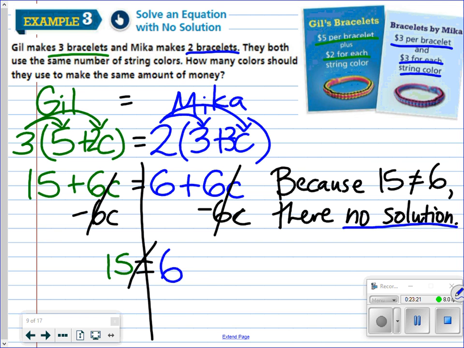So the question says, how many colors should they use to make the same amount of money? They'll never make the same amount of money because there's no solution. Okay? Is this ringing a bell from those videos that you watched yesterday on Khan Academy? Okay, it should. Good. All right, I'm going to have you do one on your own.